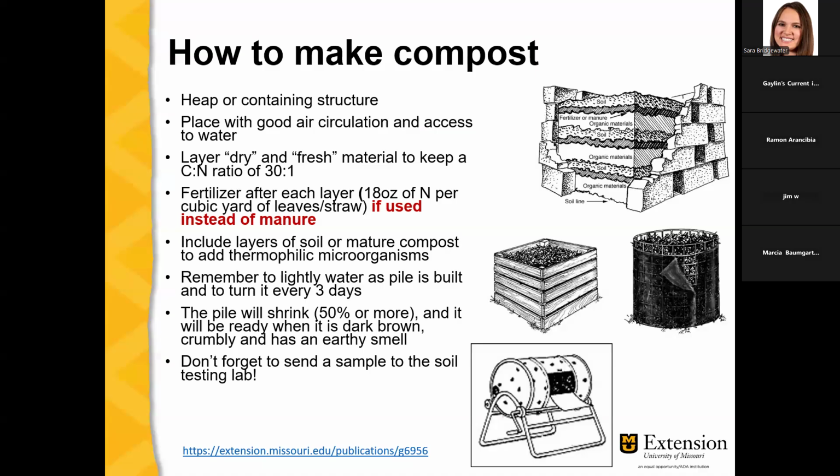The cheapest way is just to put it in a pile, but normally when you put it in an open pile, the outside layer does not get the temperature, and you're probably going to need more turning than if you have it in a container structure like those other ones. One of the things that you have to have if you build a container structure is that it has to have areas where air can get in.